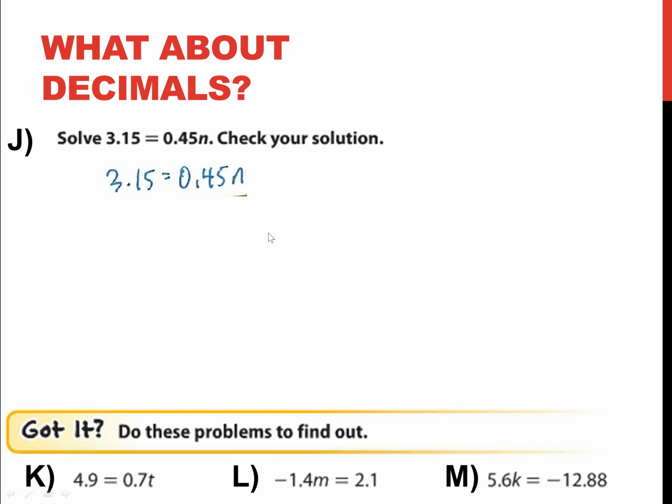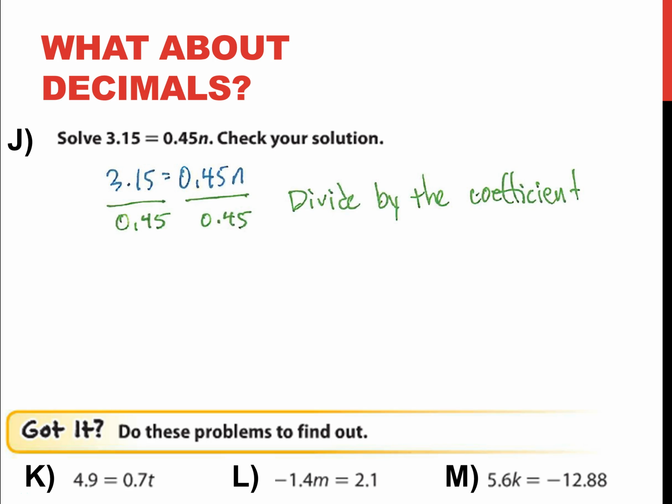And the inverse of multiplication is division. So I'm going to divide both sides by the coefficient of the variable, which is 0.45. And that cancels on the right-hand side of the equation. 0.45 divided by 0.45, of course, is 1. I use my calculator, and I know that 3 and 15 hundredths divided by 45 hundredths is 7.